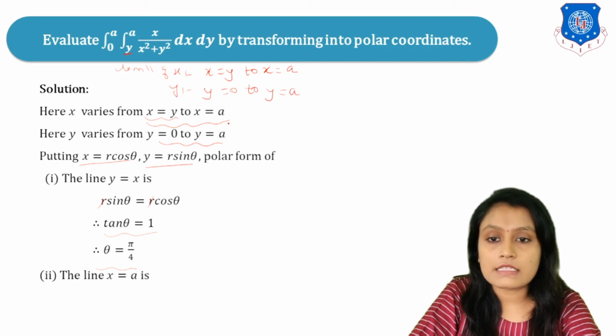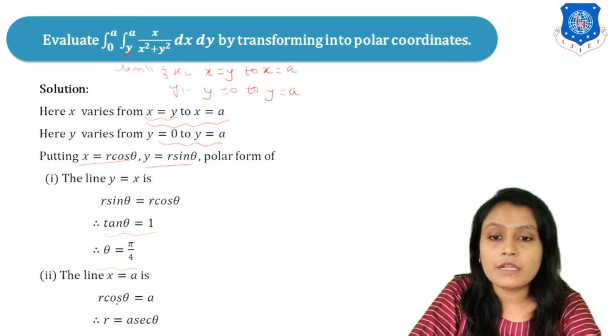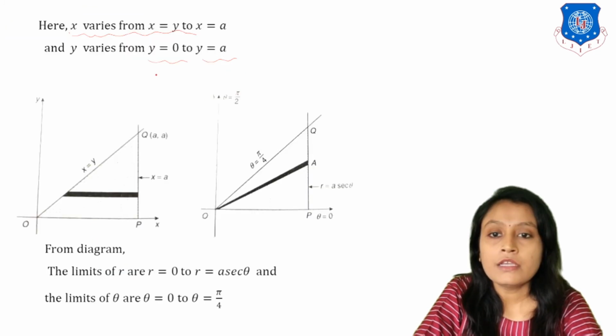From this line, x is equal to a. Now again, in place of x substitute r cos theta. So you will get r cos theta is equal to a. So from this you will get r is equal to a sec theta. Bring this cos theta here, so you will get sec theta. Okay, so r is equal to a sec theta and theta is pi by 4. Now, firstly we will draw the graph for this Cartesian coordinate, right?